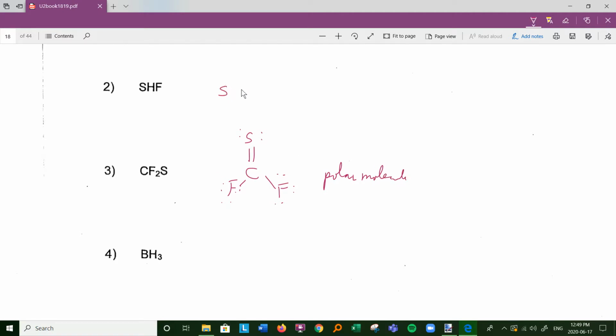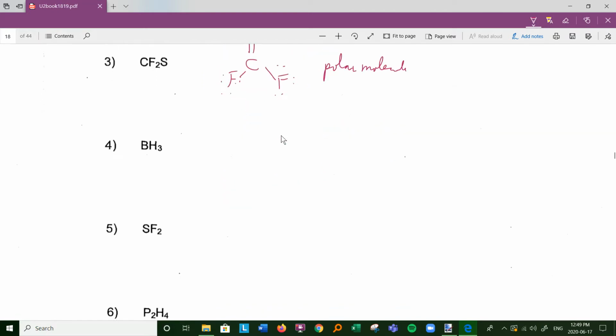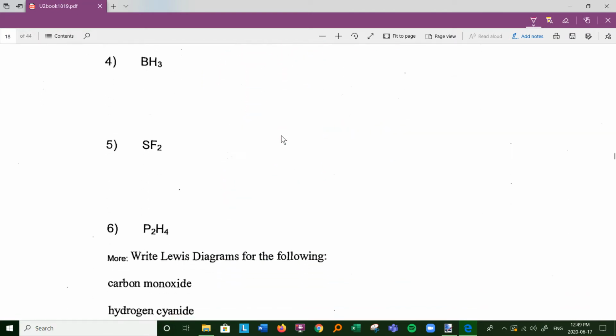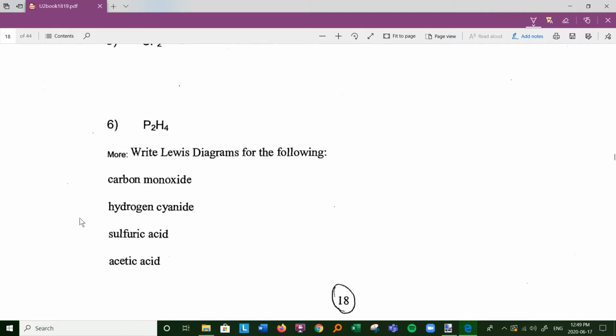SHF. I guess the fluorine and hydrogen like to be terminal. So this is going to be, this is the Lewis diagram. The electron group geometry is tetrahedral. The molecular geometry is bent. This is a polar molecule. Okay, BH3 is a nonpolar molecule. SF2 is a polar molecule. P2H4, let's not worry about that one with the two centers.